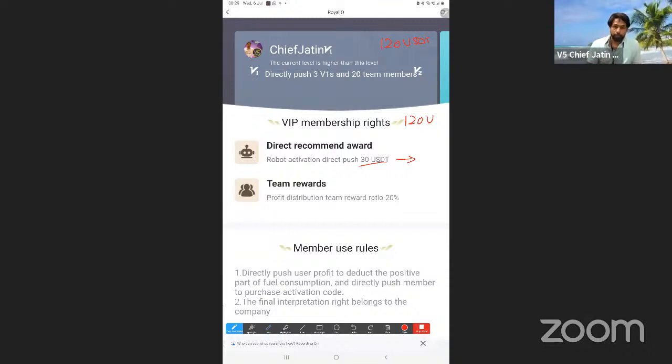After that, whenever Royal Q is generating, say, $1 on leader Doris's account, it will give away 80 cents to leader Doris, and it will deduct 20 cents. Out of this 20 cents, I will be earning 20%. That means 4 cents.